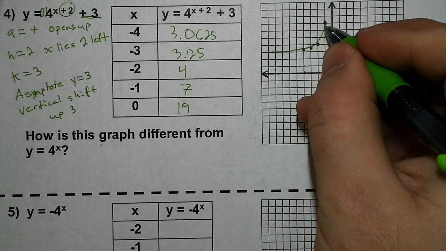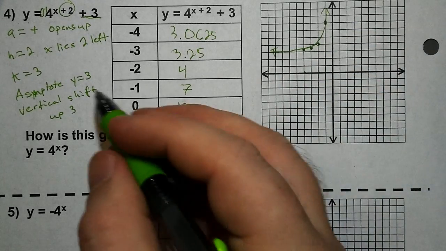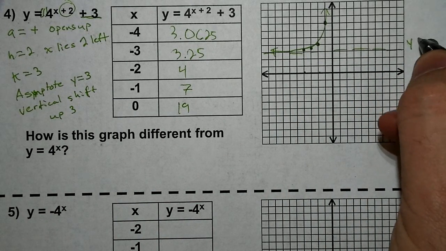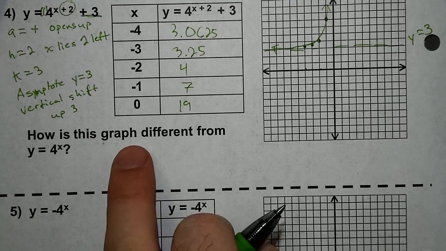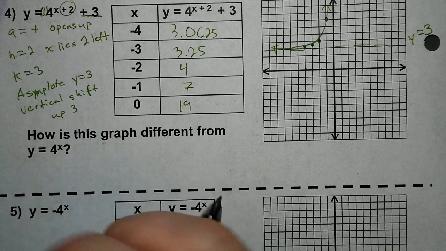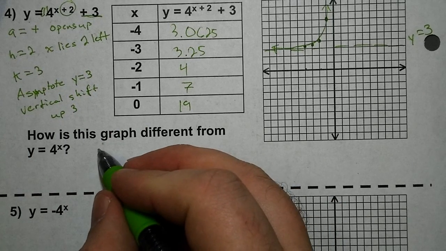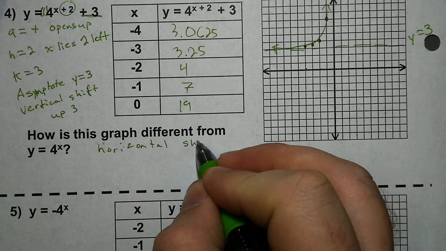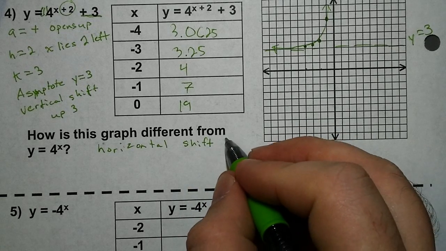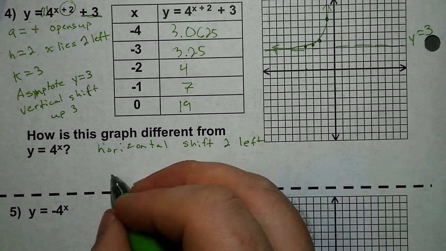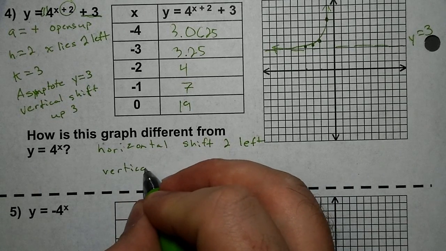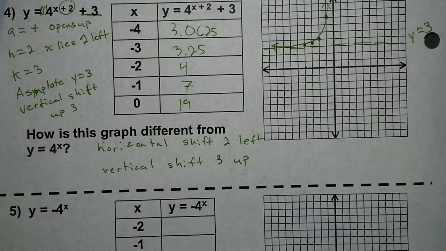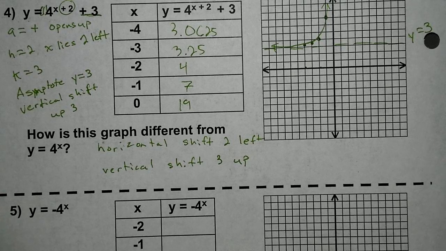So here's my exponential. And once again, your asymptote's at y equals 3, so put a dashed line at 3, and write y equals 3, so we label it. How is this graph different from 4 to the x? Well, it did a horizontal shift, that was 2 to the left, and vertical shift, that was 3 up. I'm going to stop the video here. We've only got 2 examples left.